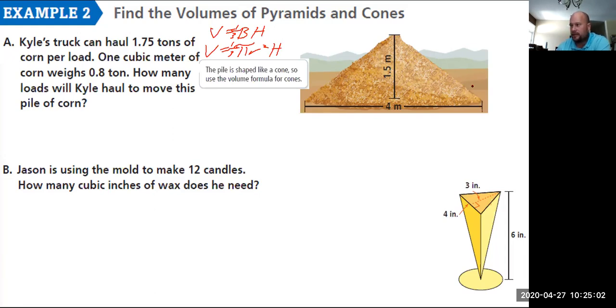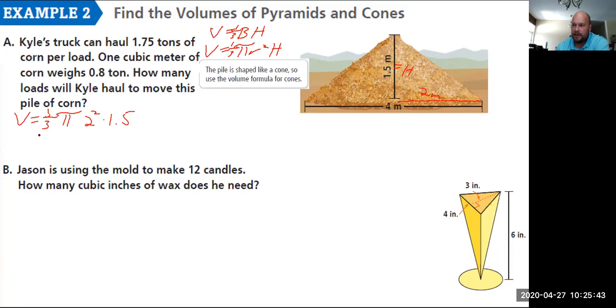Now, we have some dimensions. Well, those dimensions don't tell us everything we need because in the form that calls for height, which yes, they give us the height. This would be our height. But then the 4, that's our diameter. We need the radius. So we got to take that diameter and cut it in half. So instead of 4 meters, the radius is only 2 meters. So now we can plug these into our equation. So we have volume equals 1/3 pi r squared, which was 2 squared, times the height, which was 1.5.